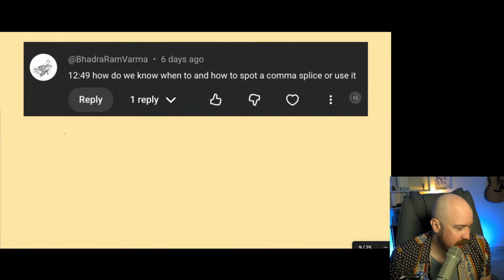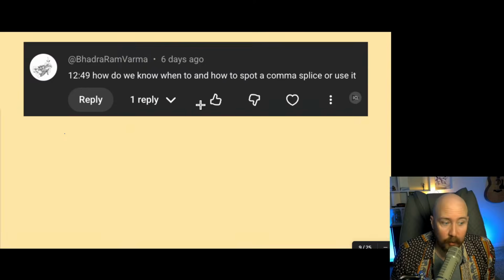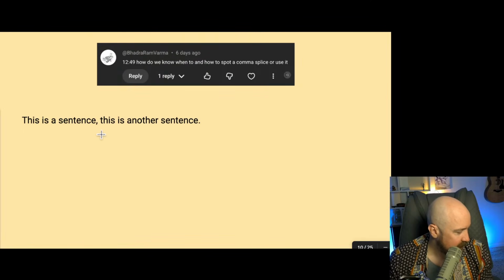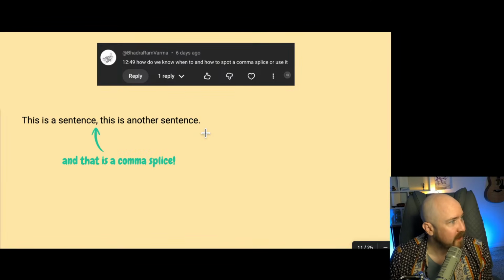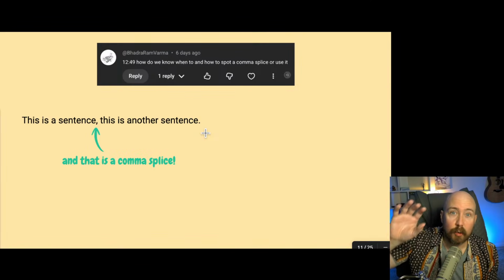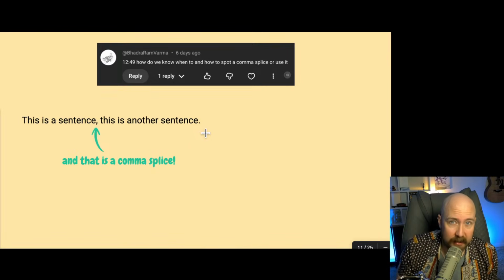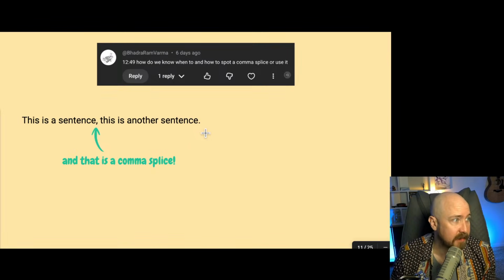How do we know when and how to spot a comma splice or use it? So we do not want to use a comma splice, but basically this is a sentence and this right here is a sentence. This is another sentence. This is a comma splice. When you try to separate two sentences with just a comma, that is a comma splice.